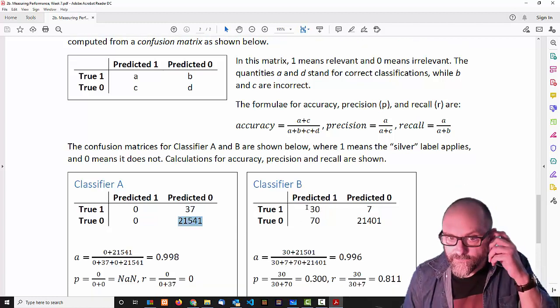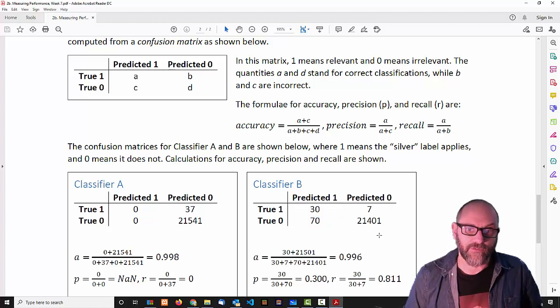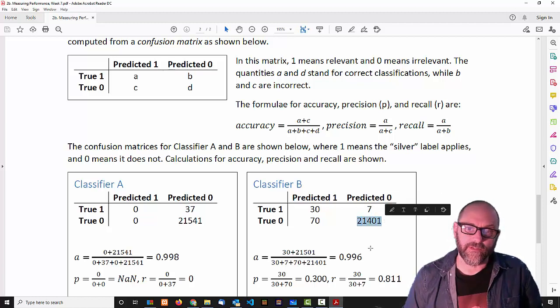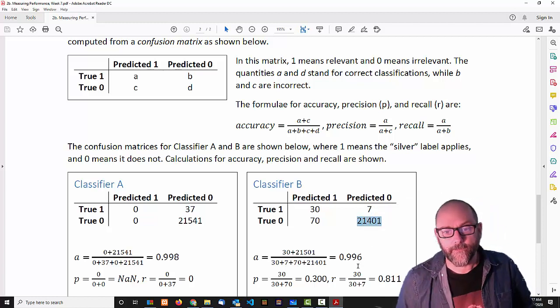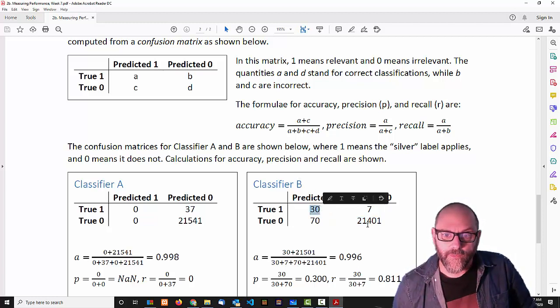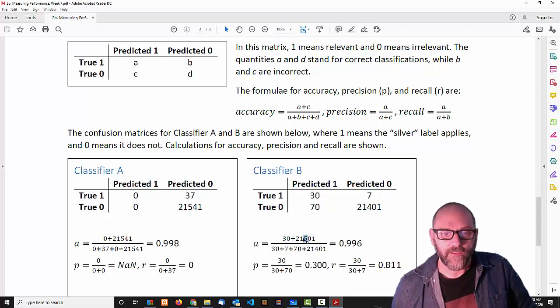And then over here, the other classifier predicted 1 100 times. 30 times it was correct. 70 times it was wrong. It predicted 0 the rest of the times, so 21,408 times, and it was wrong 7 out of those times, and it was correct 21,000 times. So if we're just doing accuracy, we do this number plus this number, which is the correct. Oh, I think that's a typo there. That should be a 401. I'll try to fix that and post a new version of this.